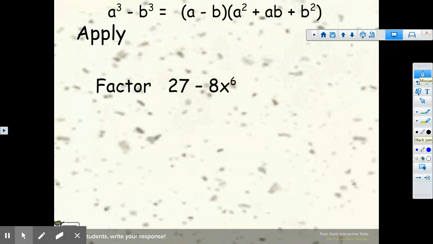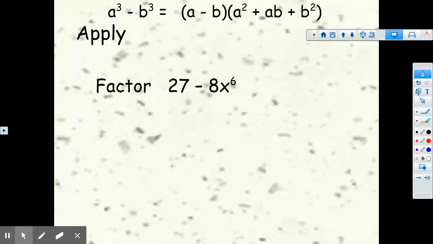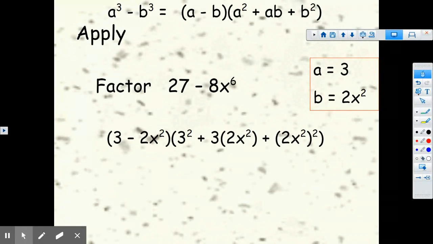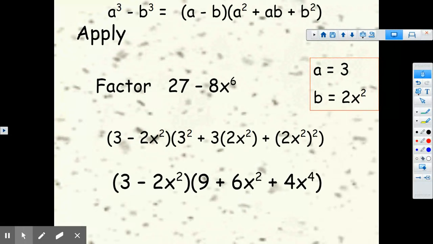All right, so try this one. Pause and try this one. So this one we're using the difference of cubes. So the first number is 3 cubed, so the a value is 3. The b value is 2x squared. Right? So you can follow the pattern, and I hope you got this.